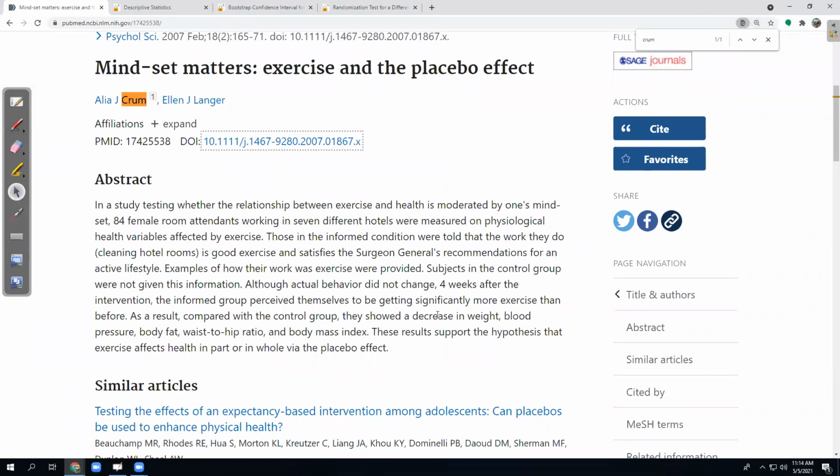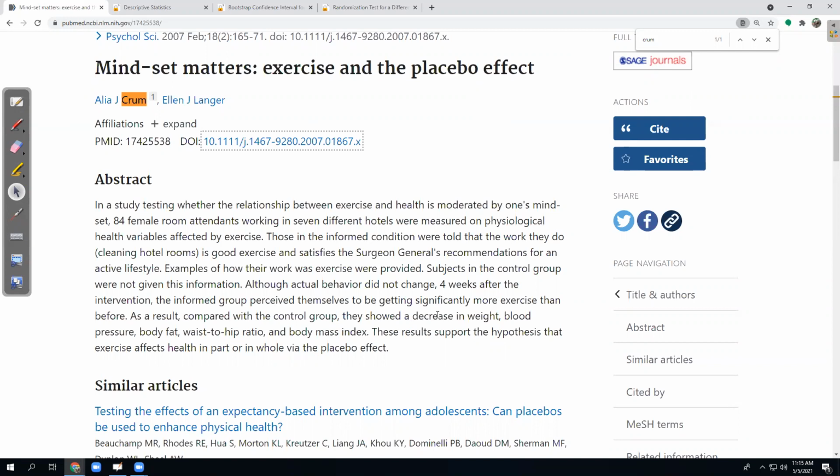So we have a study testing whether the relationship between exercise and health is moderated by one's mindset. 84 female room attendants working in 7 different hotels were measured on psychological health variables, how psychological health variables affected exercise. Those in the informed condition group were told that the work they do, cleaning hotel rooms, is good exercise, and it satisfies what the Surgeon General says about the recommended active lifestyle. So the work you do is exercise, is what they were told, right? And the Surgeon General says a significant amount of exercise is going to improve your health.